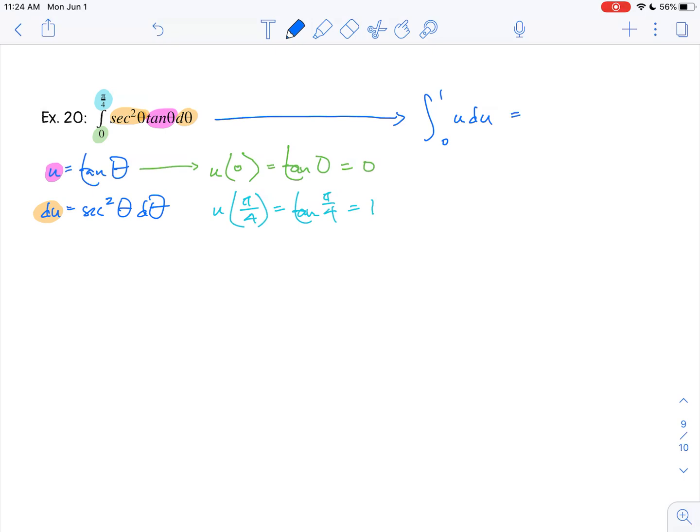Now this integral is going to be 1/2 u squared, plugging in 1, plugging in 0. And that's going to give me 1/2 times 1 squared minus 0 squared, or a final answer of 1/2. Okay? So no matter what other skills we learn here, remember, it's about decision making. How do you know when to use what? All right?